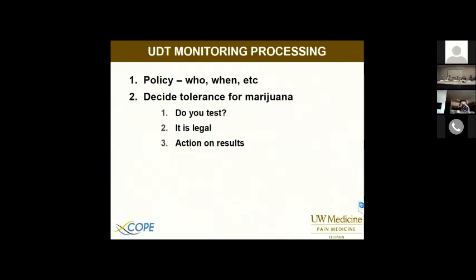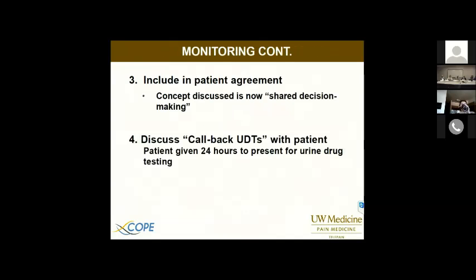So you're starting with your policy. You need to figure out the marijuana thing because it's legal in Washington State. And I apologize for the people from other states. It may be coming to your state as well, but we need to think about what you're going to do about that. You need to include things in the patient care agreement. And that patient care agreement, they're now talking about shared decision making. So, I think, to soften the blow, we're not just imposing this on patients, but we want to have them at least understand why we're doing this, even if they don't agree.